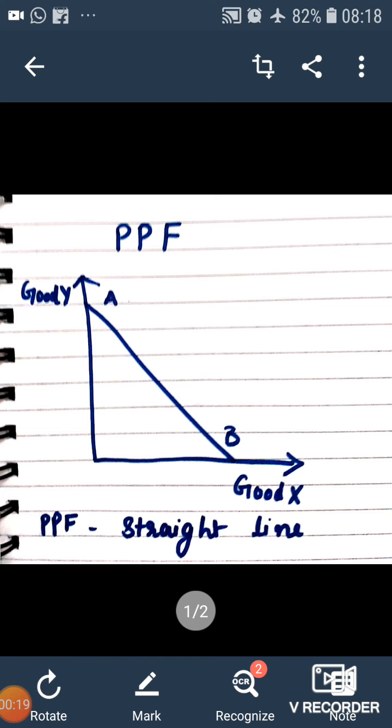So, today we will see if there is a possibility of PPF being a straight line that I have just made here. A to B, it is a straight line. So, what is the possibility? How can it be that a PPF curve is not concave but it is a straight line? Students, this is possible when the marginal rate of transformation is constant.